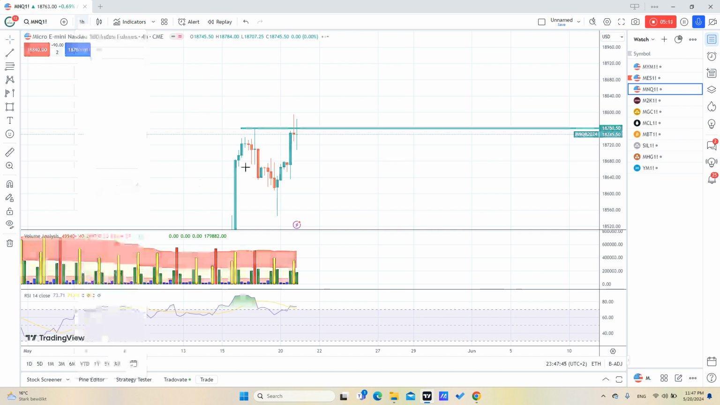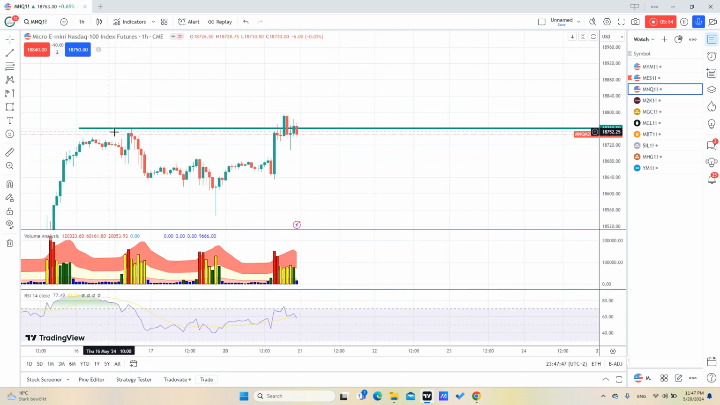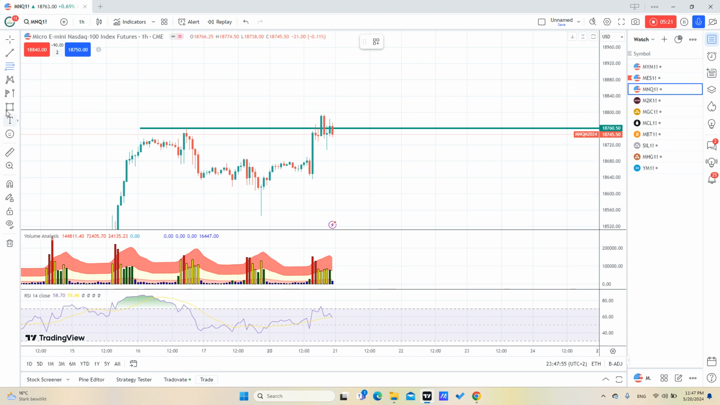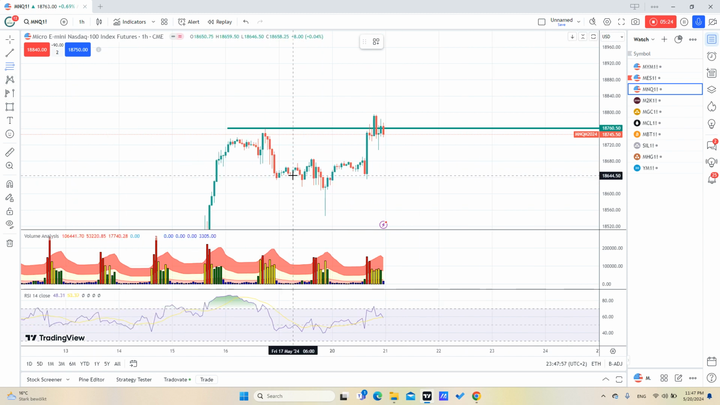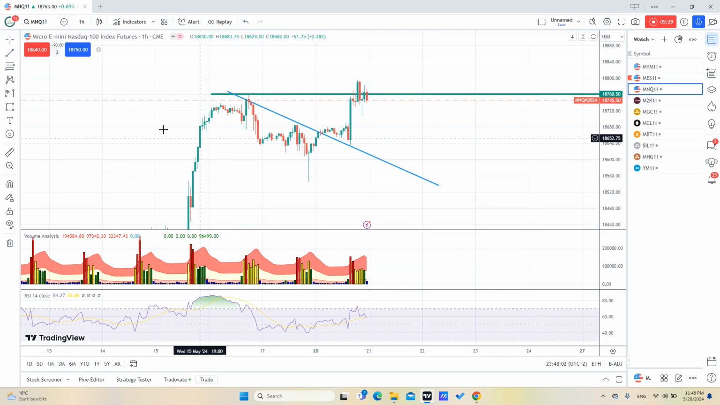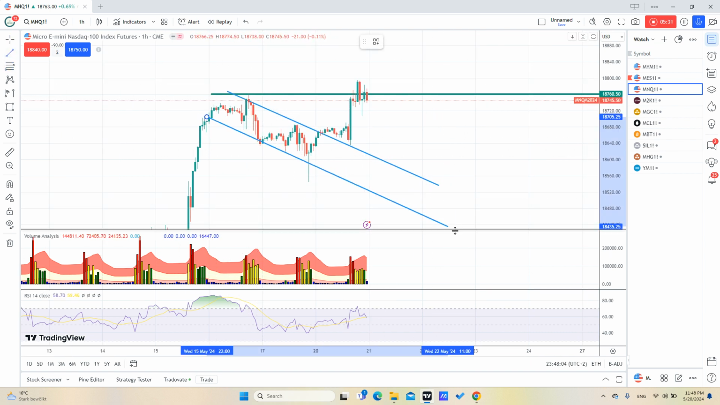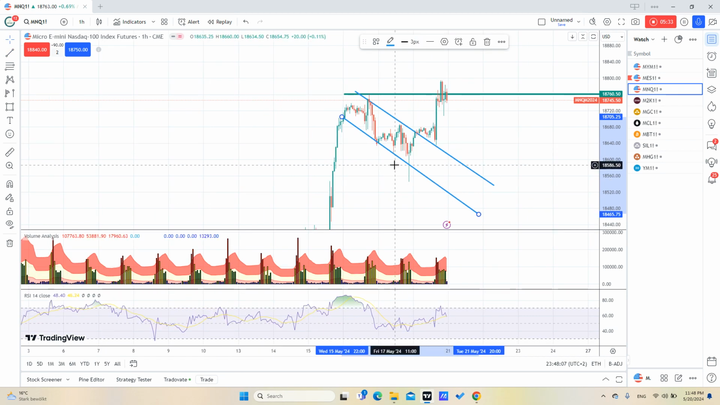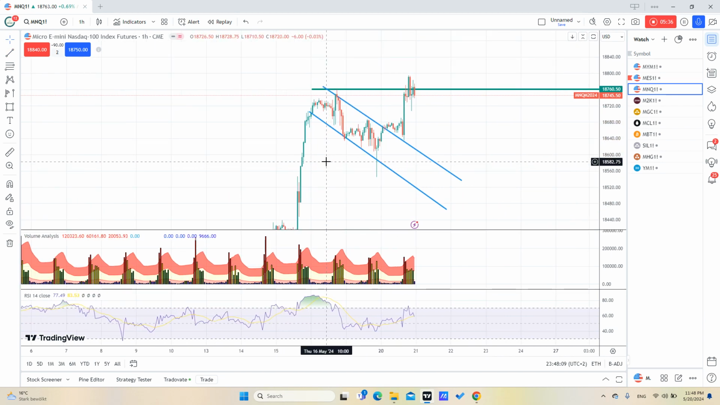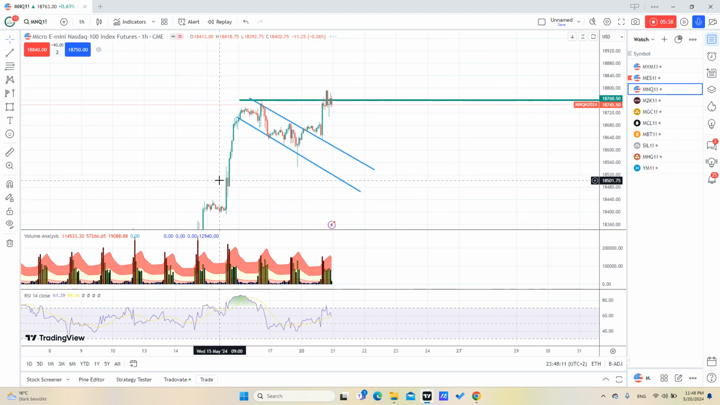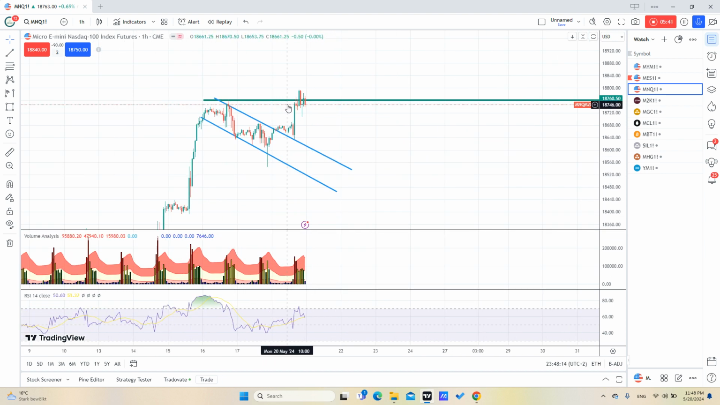I can also enter here, because here we have a very good setup also, with this breaking the structure to the above and then reversing and going down. It is also still valid that we still are going up, but I think, as I said before, this is just a trap for the buyers. It can also be, of course, a trap for the sellers, but I think it's a trap for the buyers.